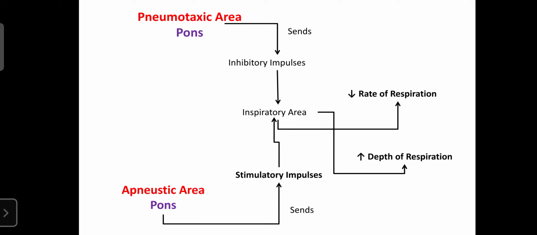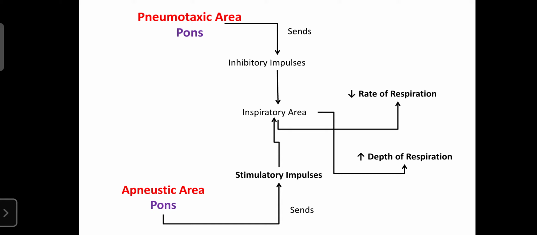Mainly, the pons corrects the rhythmicity of respiration, with the help of certain groups of neurons known as the pneumotaxic area as well as the apneustic area.